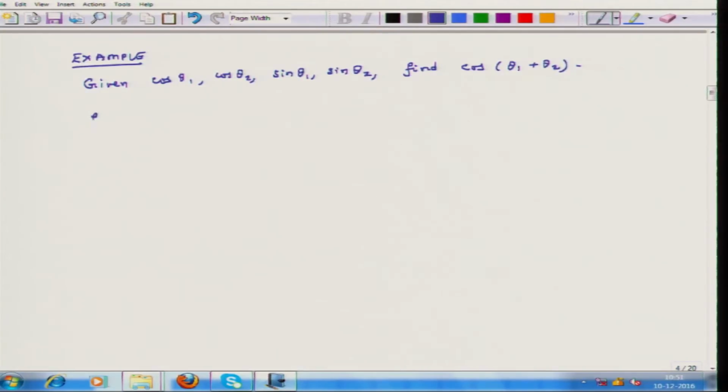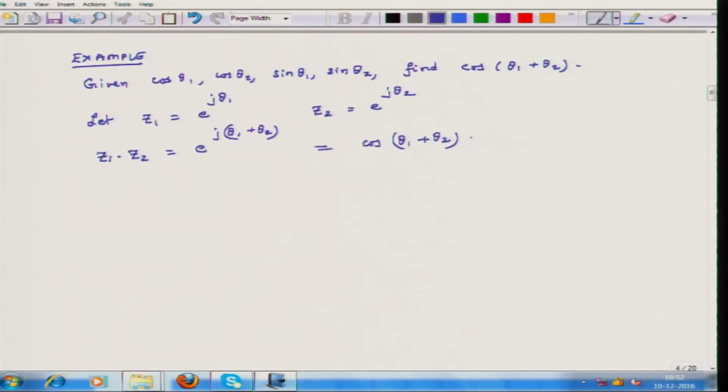So, we say that let Z1 equals e to the power of j theta 1, Z2 equals e to the power of j theta 2, then Z1 times Z2 is e to the power of j theta 1 plus theta 2, and if I expand it, I get cosine theta 1 plus theta 2 plus j sin theta 1 plus theta 2. Okay. Now, so this is one part. Now, we will expand on this side.